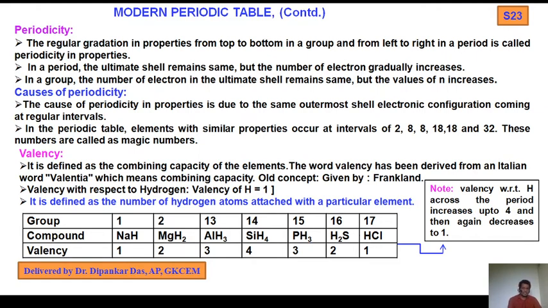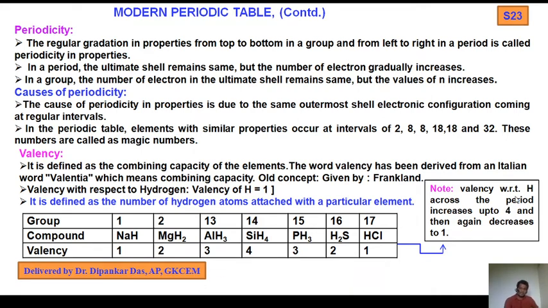When you discuss the size, then you discuss the effective nuclear charge. In a group, electrons are added into a new quantum cell, so the n value changes. And valency is defined as the combining capacity of the elements. The old definition is the number of hydrogen atoms attached to the particular element. So these are the valencies of such compounds.